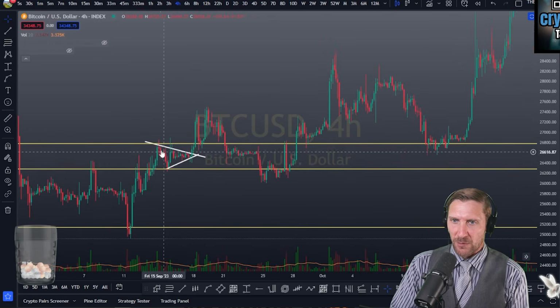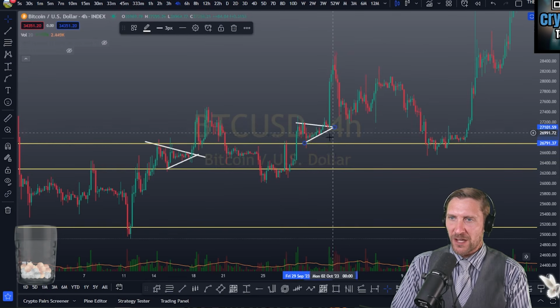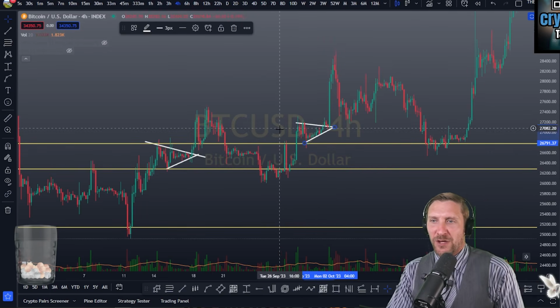Resistance here. Similar to this idea. We had resistance, Bitcoin came down, wicked, came back up, it made the flag. I used this flag for a gain, kept my stop loss below this area because I was using my stop loss as an idea that we had already had resistance.